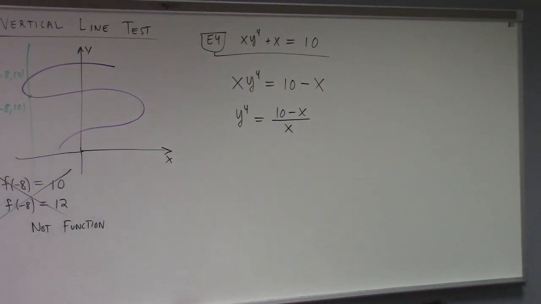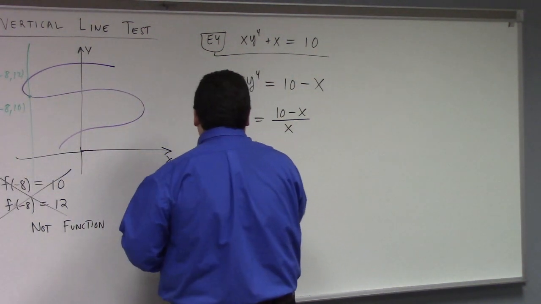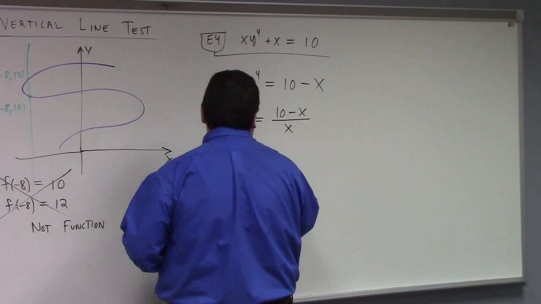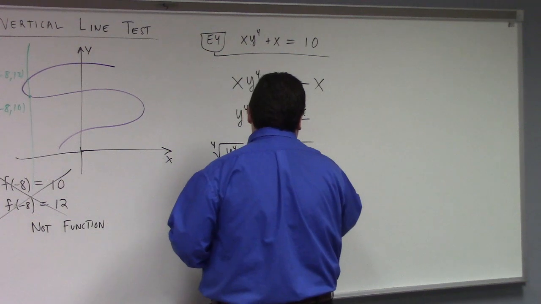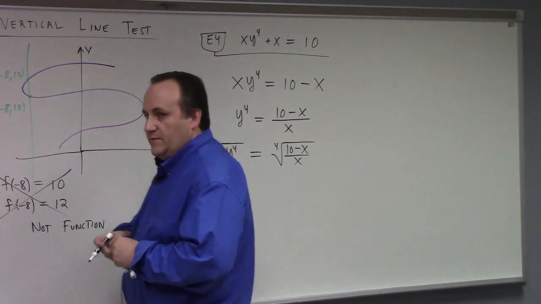And how do you solve y to the 4th equals something? What do you do? Fourth root everything. The 4th root. And how does that work out for us? Let me ask a more pointed question. I take the 4th root of both sides, right? I have the 4th root of y to the 4th is equal to the 4th root of (10 minus x) over x. Okay, great. What is the 4th root of y to the 4th?